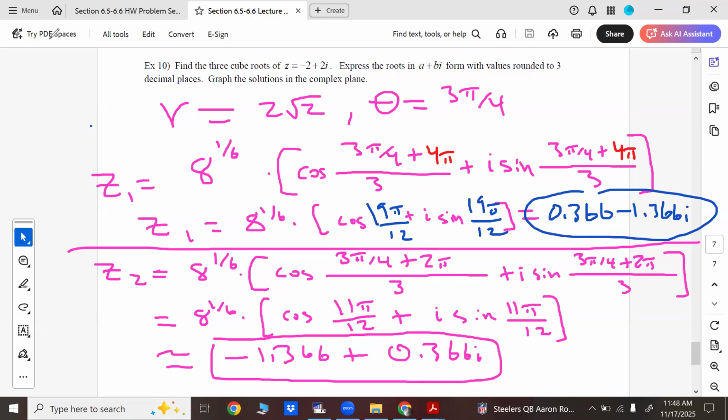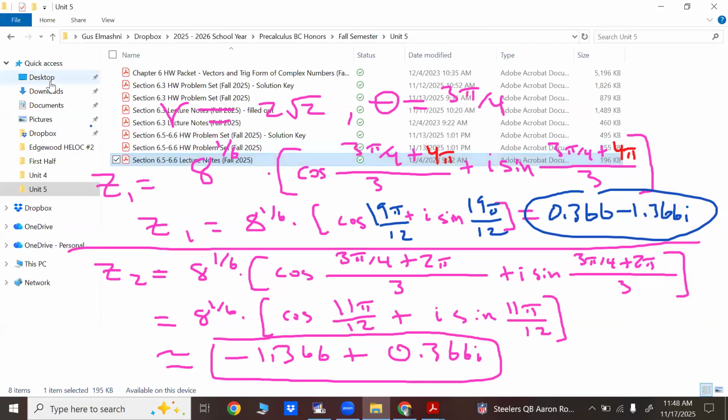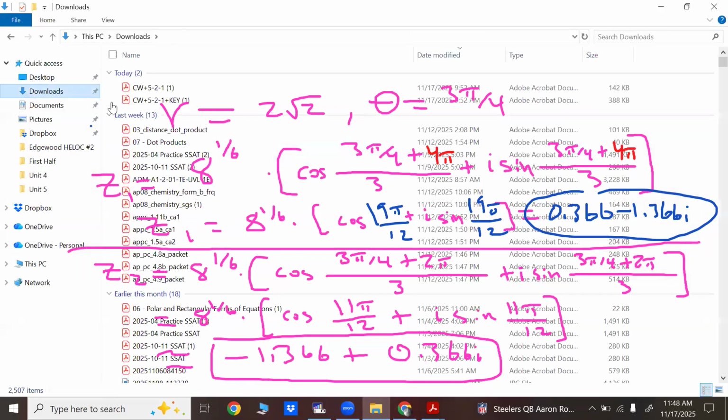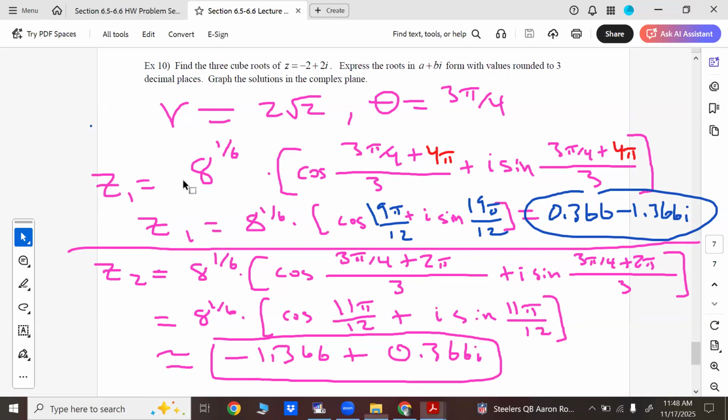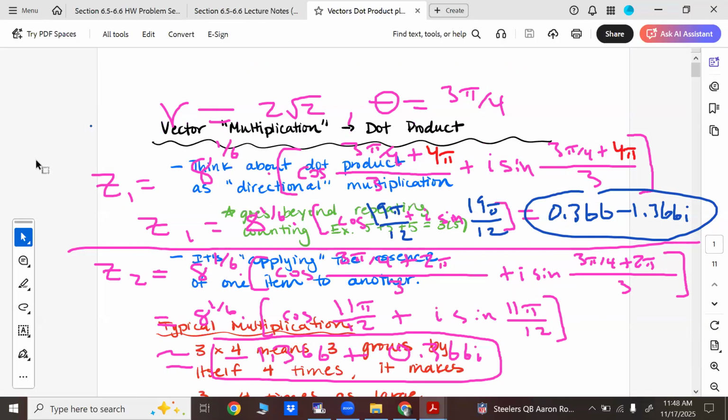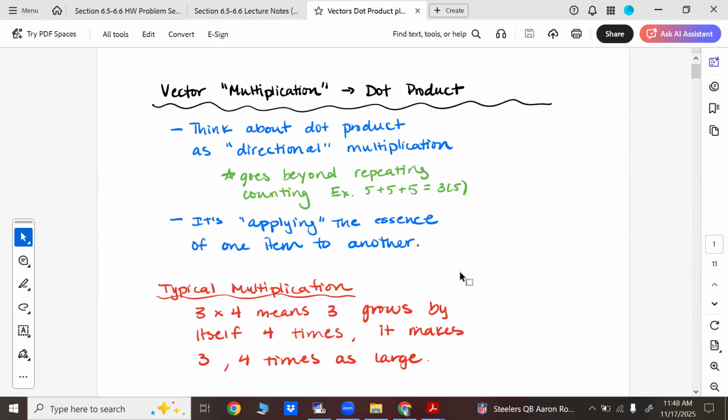Let me pull up our notes here. Everyone downloads. There we go. All right. So something called a dot product. Okay. So we added vectors, we subtracted vectors. This is kind of like vector multiplication. So think about dot product as directional multiplication.